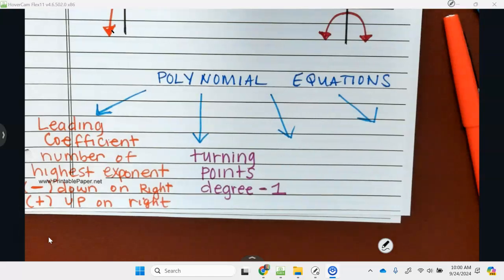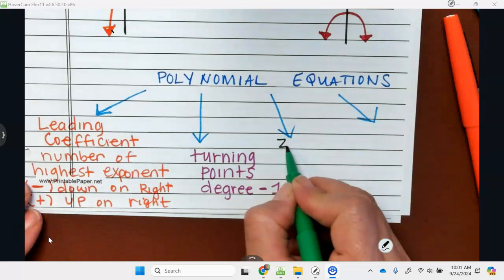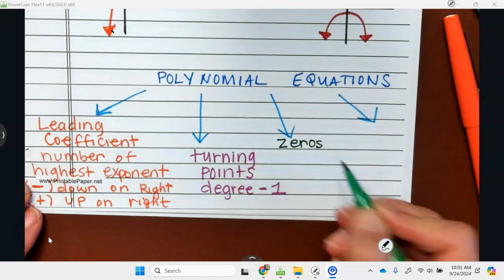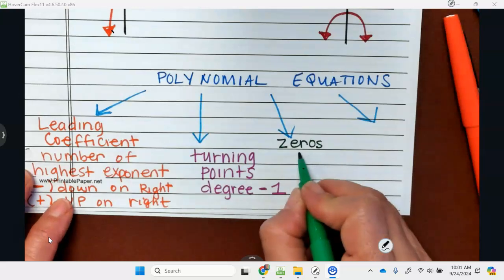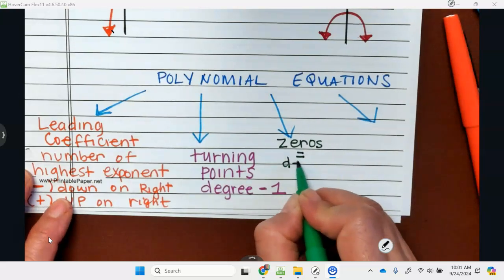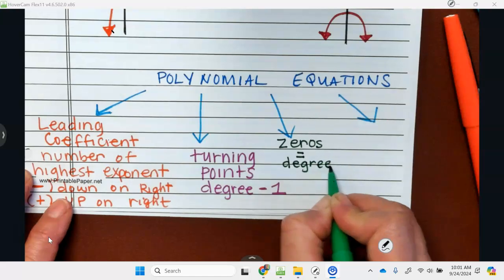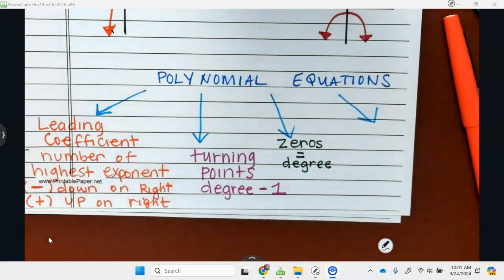Polynomial equations also tell us the zeros. And the zeros equal the degree. Don't add or subtract anything. Just take the highest degree, and that's the number of zeros. And then I'm going to talk a minute about the word zeros. Y'all, zeros could be x-intercepts. They could also be imaginary. They are numbers that you put into the equation to get an answer of 0.